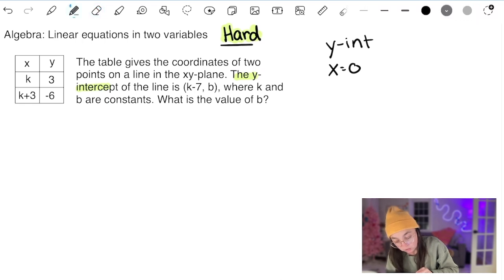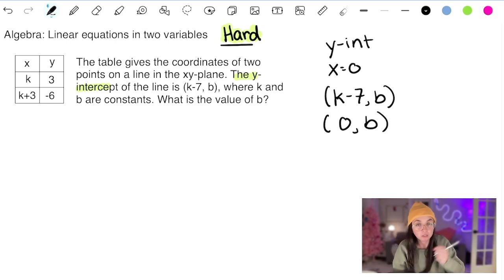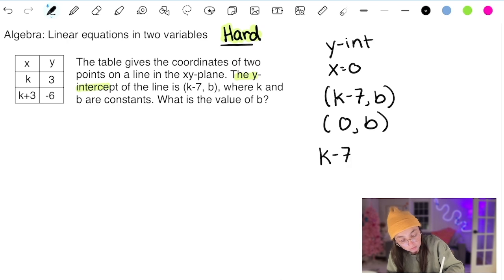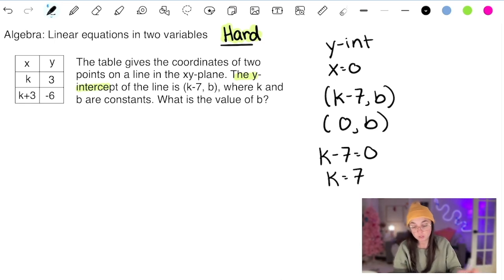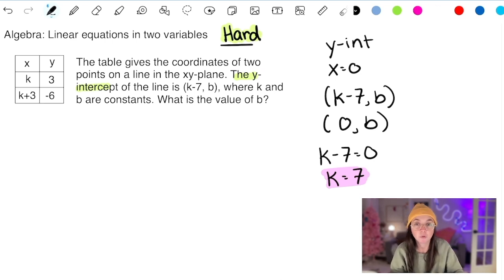So let's pull out this coordinate for the y-intercept. (k minus 7, b), we're going to set x to 0. So it has to eventually be like this, correct? Because for the y-intercept, x equals 0. So what we're going to do is k minus 7 equals 0. We're going to solve for k, and k is going to equal 7. Okay, so we found one little thing that's going to help us. Let's make it pink, of course. Okay, we have that. Now let's jump on over to our table over here.